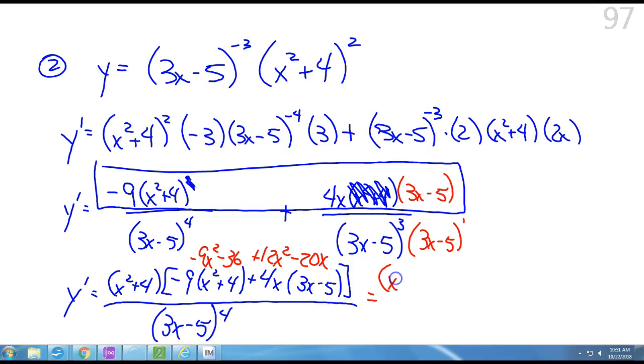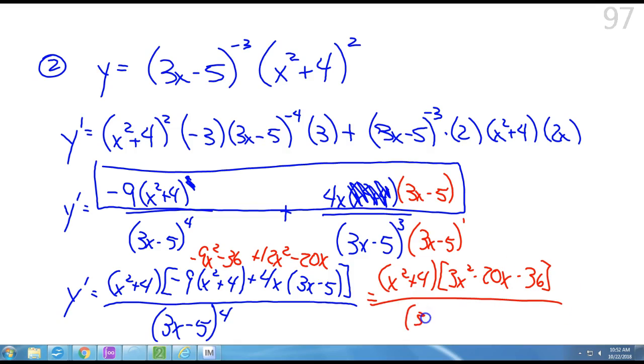So with the x squared plus 4 out in front, I'll have 3x squared minus 20x minus 36 on the inside. And then the 3x minus 5 to the 4th on the bottom. And so if you did it the other way, if I multiplied all that out, you'd get a different looking answer, but the same answer.